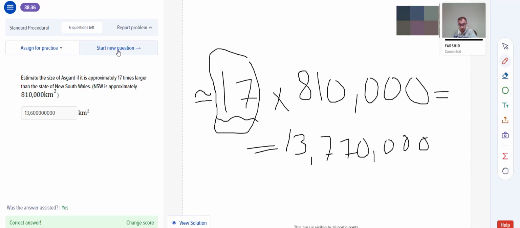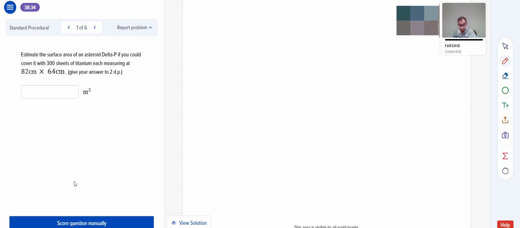17,770,000 square kilometers. Okay, so basically it's not guessing. Okay, we can do this again. Estimate the surface area of an asteroid if you could cover it with 300 sheets of titanium each, measuring at this.